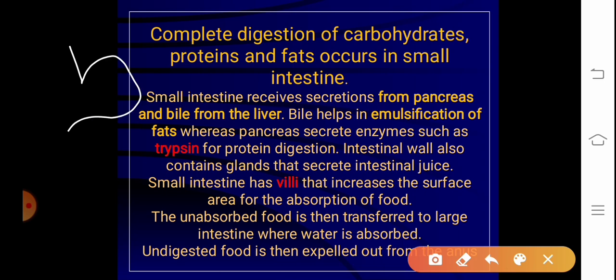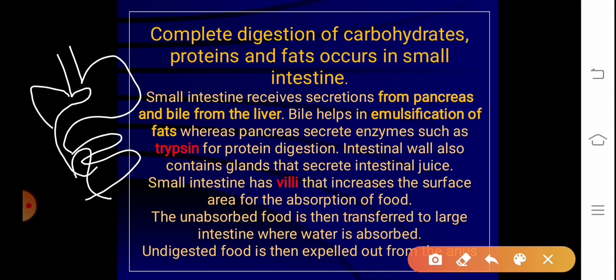Now, when the food enters from the stomach into the small intestine, the liver and the pancreas add their secretions to the small intestine. Thereby, it makes the medium alkaline. What does it mean by alkaline? It is neither acidic nor basic. The food, when it was in the stomach, was in an acidic medium. Now, as it enters the small intestine, it becomes an alkaline medium.